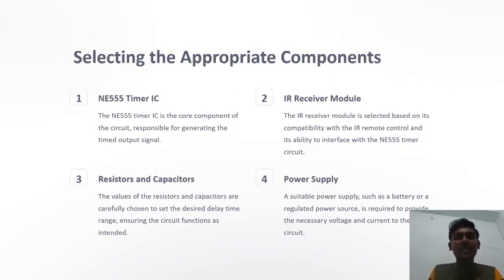The 555 timer IC is the main component responsible for generating the output signal. What is the purpose of the receiver module? It is used to convert the light signal into an electrical impulse. The resistor and capacitor are used to set the delay timing. An external power supply is necessary for doing this project.